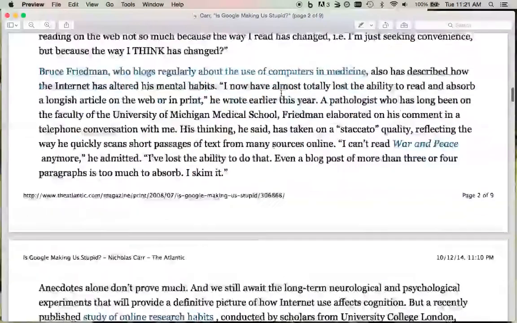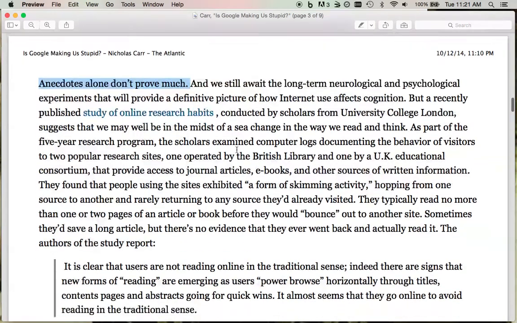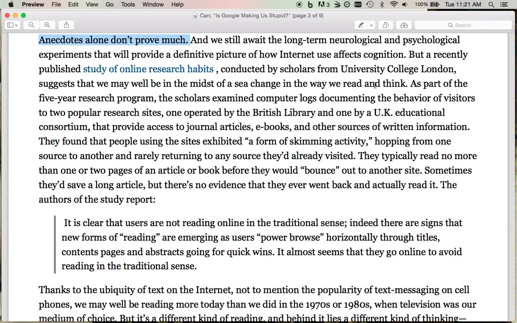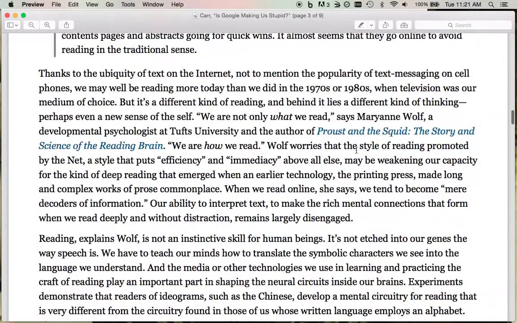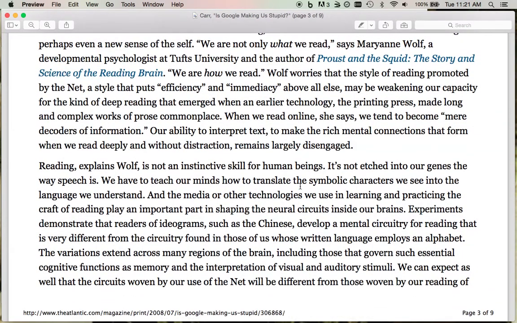But then he signals he's going to be moving to a different kind of evidence in this paragraph. He says, anecdotes alone don't prove much. So even though he's given us some anecdotal evidence, now he's moving to a new kind of evidence because, as he says, anecdotal evidence on its own is not that strong. So he goes on to cite a study that University College London did on changes in reading habits, and then he cites this book by Marianne Wolf, Proust and the Squid, that also offers some other maybe more authoritative research on this topic.